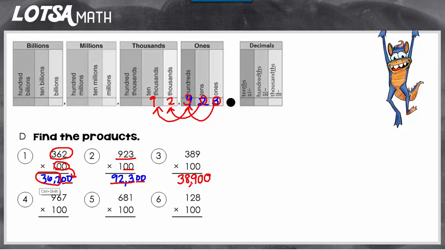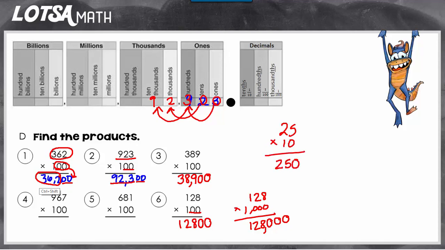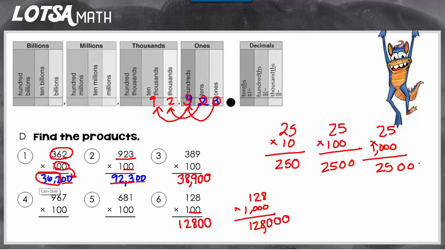For number 6, we have 128, but as we shift them all 2 places to the left, it's going to open up 2 places at the end of the number, and we have to put zeros in those placeholders. And notice it's the same number of zeros that you multiplied by. If we have 25 times 10, we end up with 25 with 1 zero. If we have 25 times 100, we end up with 25 with 2 zeros. And if we had 25 times 1,000, we would end up with 25 with 3 zeros.